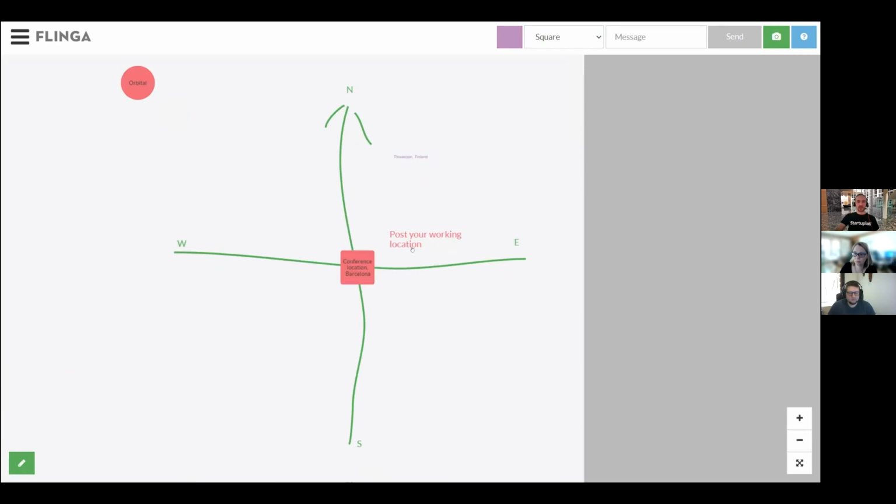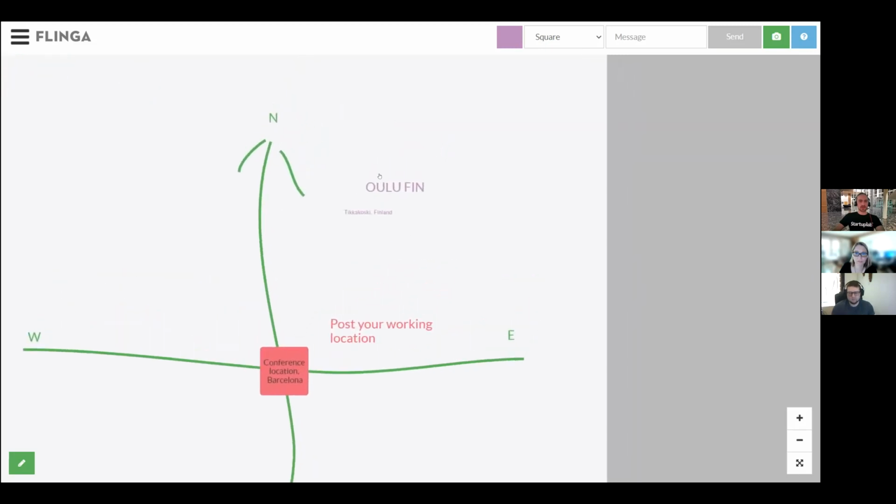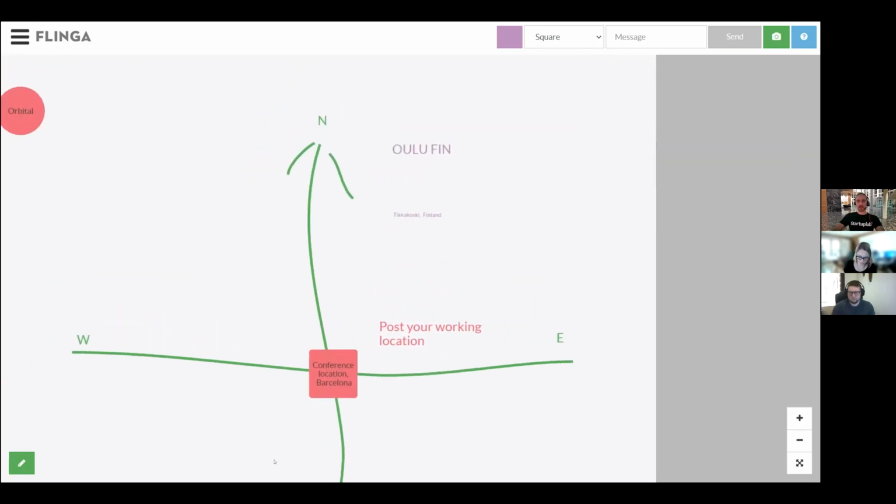The idea would be to post your working location on this compass, taking the actual location of the conference to be Origo, where we would be going. And now Joni has sent the link. So let's start adding. Just type in, for example, my location is Oulu, Finland. I would just tap it in there, maybe put it like this. Let's get to know the tool.